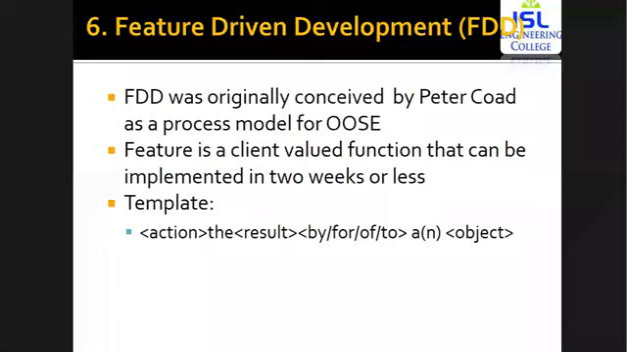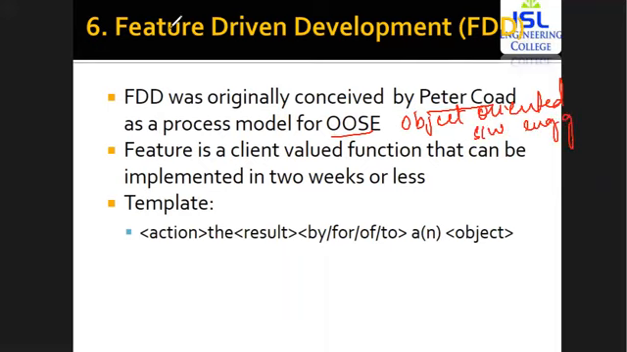The next model is feature driven development. This model was designed by Peter Coad. Initially Peter Coad designed this particular model as a process model for OOSE, that is object oriented software engineering. As the name says, feature driven development, you're going to develop a particular model based upon the different features that are given specific value by the customer.